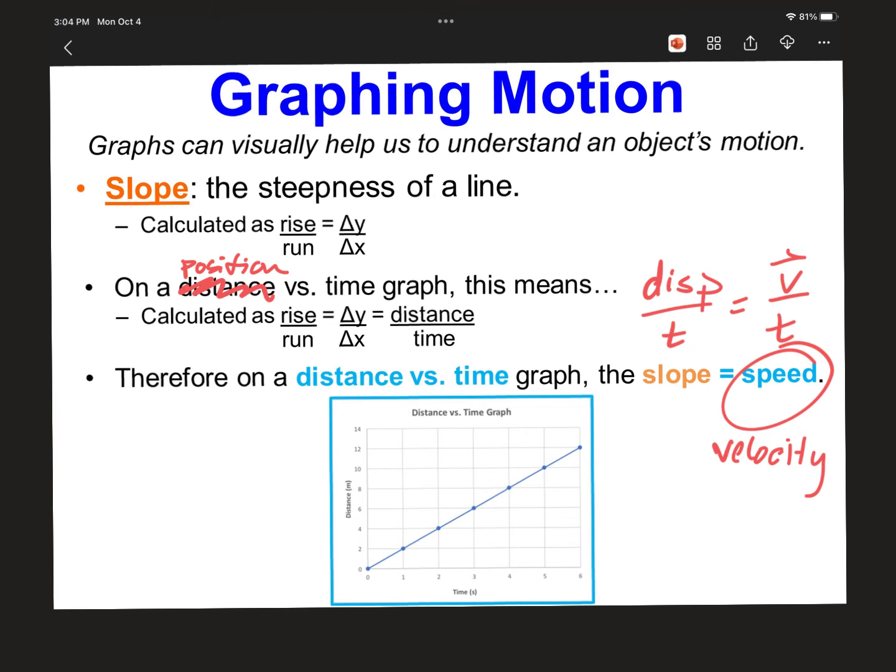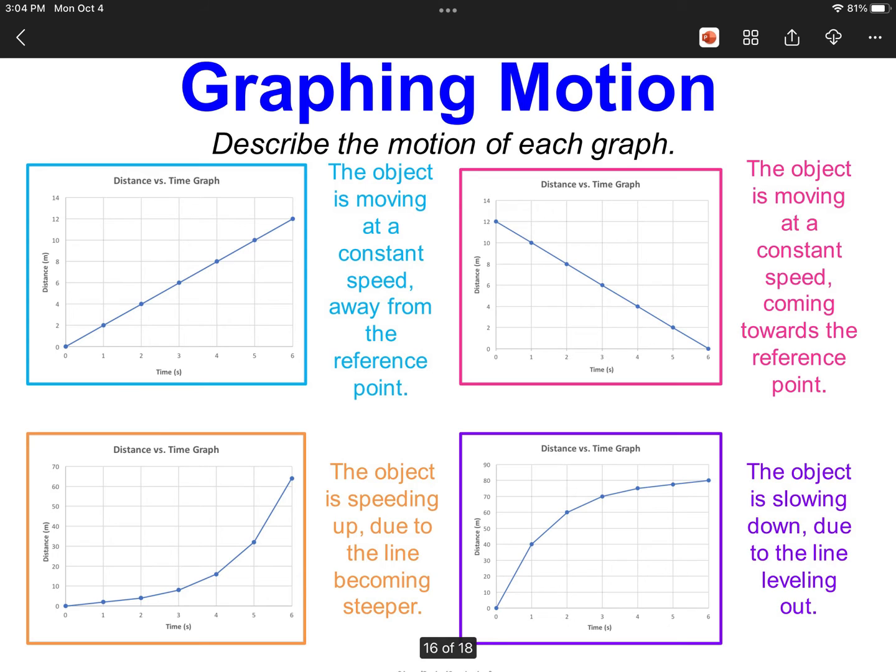But more importantly, I really want you guys to be able to look at a graph and recognize how that object is moving. We're talking position versus time, but ideally they look the same. In a distance versus time graph, if you start at the bottom and go up in a straight line, we're moving at a constant speed and away from our reference point. Our reference point is here, but we're going away from it.